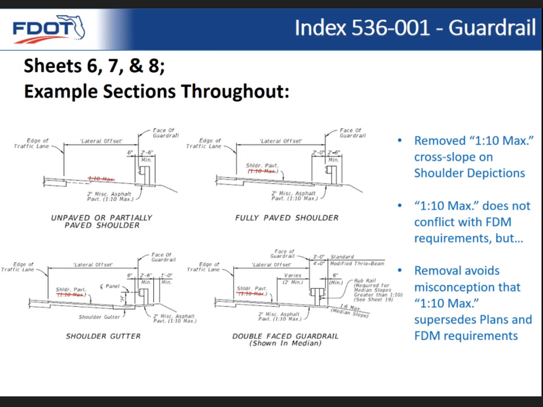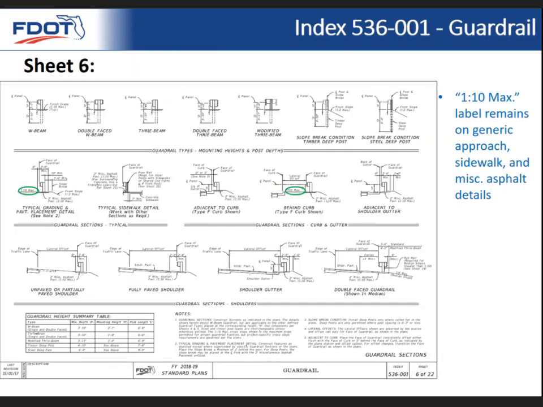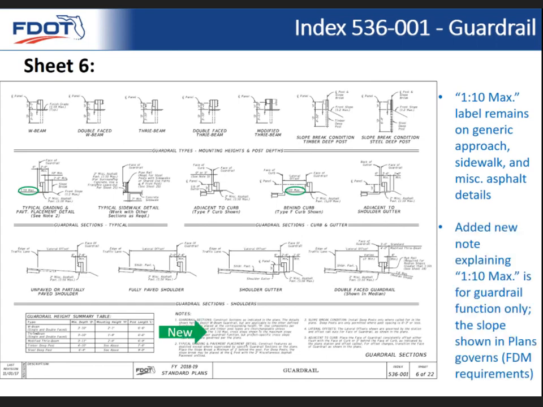While it didn't really cause any conflicts, we just wanted users to realize that this was not the only criteria. So we went ahead and removed that as it's called out on the shoulder pavement. Now we did leave the 1 to 10 max in a few locations, just a generic cross section, and behind the curb, because we still want to drive the point home that 1 to 10 max is the maximum slope for guardrail function. In order to leave that in there, we added a little note that explains the 1 to 10 max is for proper guardrail function only. If you want to see the project specific cross slope, you need to be looking at the plans, and obviously the FDM governs the plans.